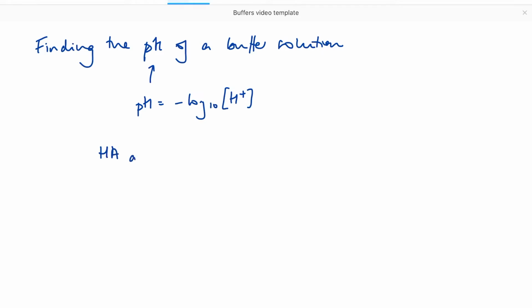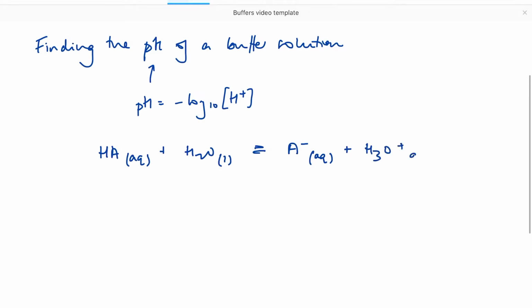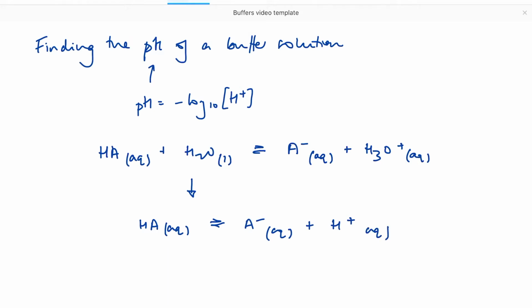So our weak acid, water in equilibrium with the salt ion from the salt that we've added to our buffer solution, plus our oxonium ion. And in many textbooks, this is simplified. It's just shown as HA in equilibrium with A minus and our hydrogen ion. And this is what we're going to use from now on.